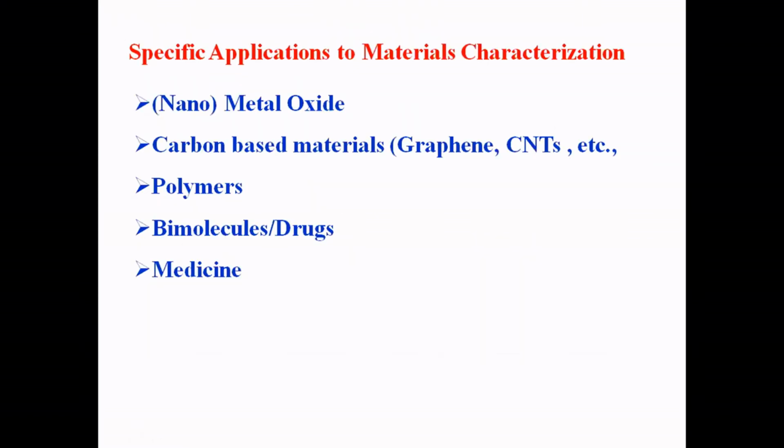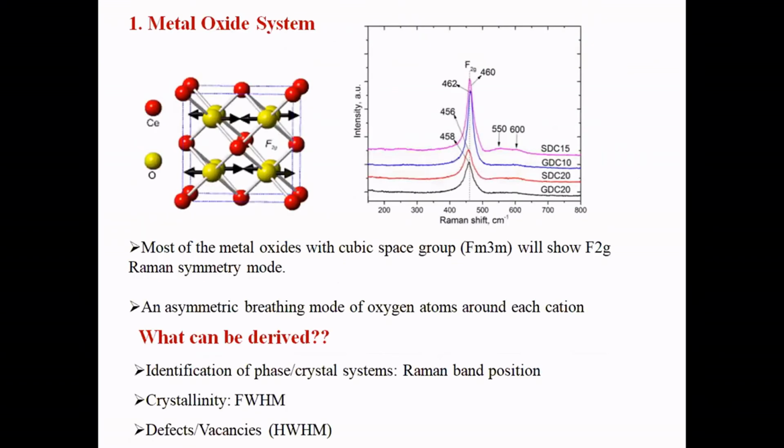With this, I'll go to the specific applications, and I'll take a few typical examples or the most widely useful for Raman: metal oxides, especially carbon-based materials, a few polymers, biomolecules and medicines. As I told you, most of the metal oxides are easily predictable by Raman. You will get bands around 460 to 750, and some of the secondary weaker bands can be up to 800 or 900. These things can be easily predicted, in addition, with the support of XRD.